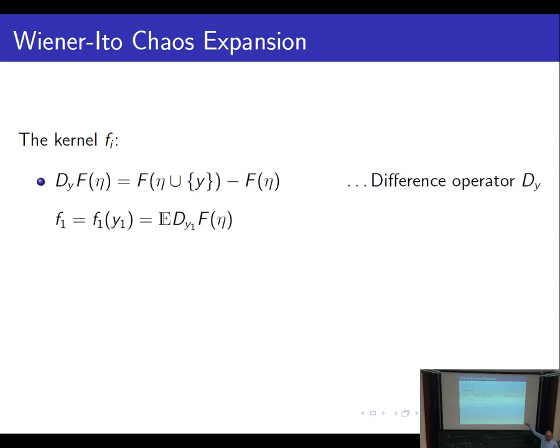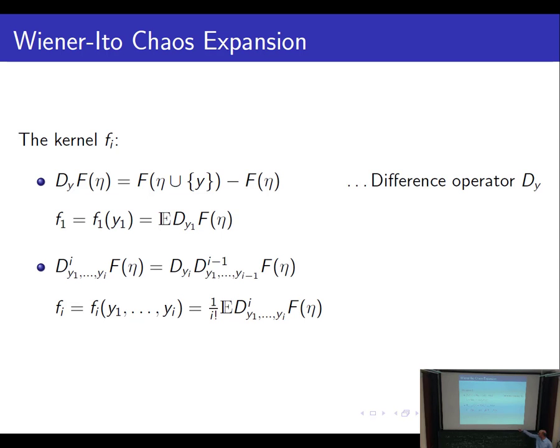And now we continue this process. This is the first derivative, and now we compute the second and the third and so on, and the definition is clear. We have more and more points which we add, and we compute this add-one-cost operator iteratedly, and then it depends on y1 up to yi and on eta, and we take the expectation with respect to eta. So at the very end, I get a discrete derivative depending on i points y1 up to yi. And this is what we call the kernels of the Wiener-Ito chaos expansion.